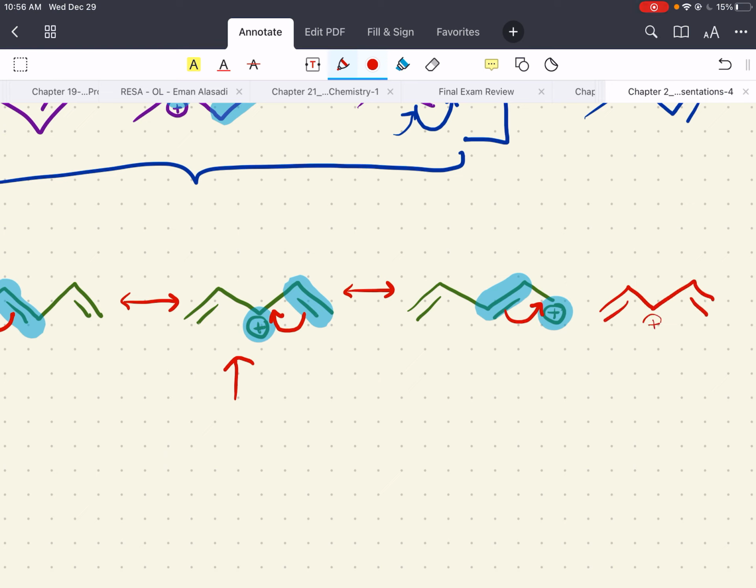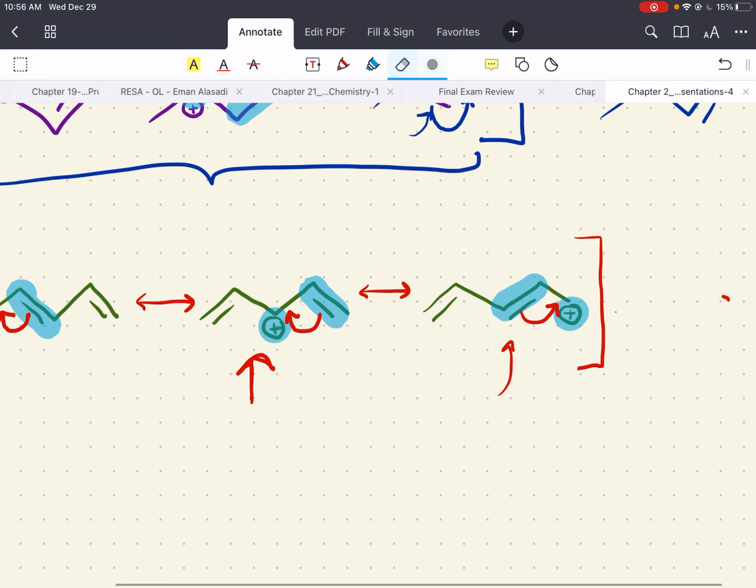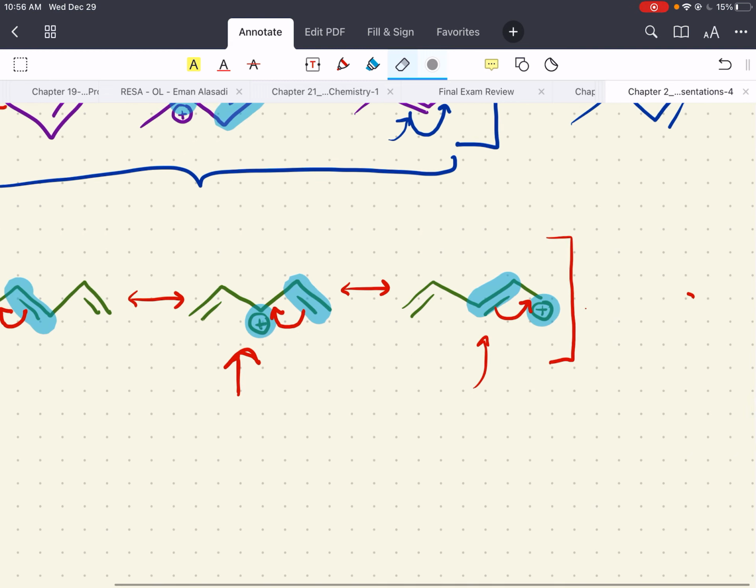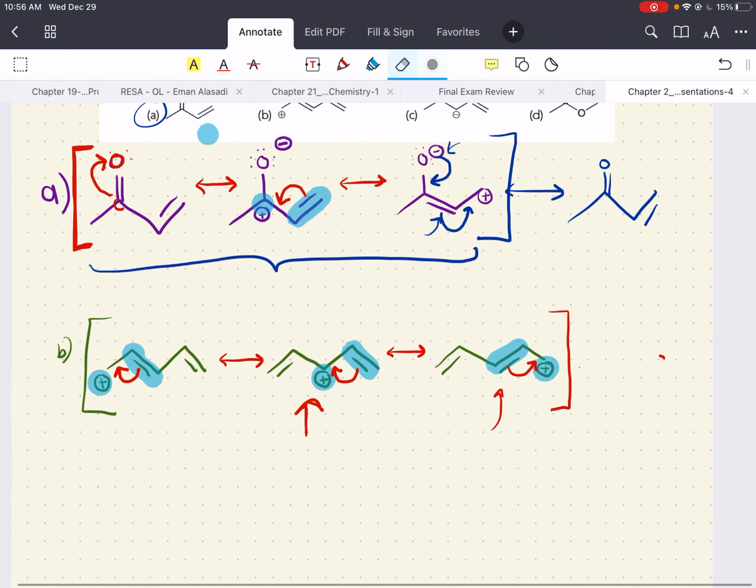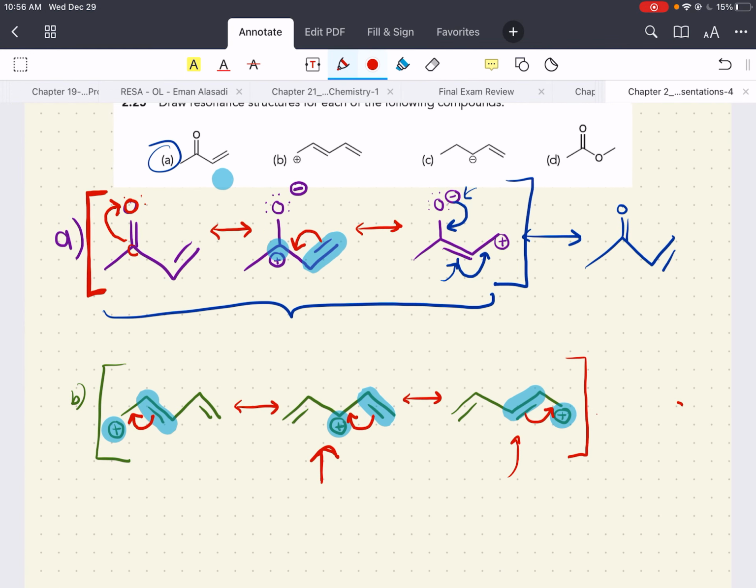All right, we end up with a structure that looks just like the second one that we've drawn. So we're not going to get any new resonance structures by moving this. And so that means we have drawn all the resonance structures for this molecule. All right, so that's how you double check. Fantastic. Now let's go ahead and do C over here.